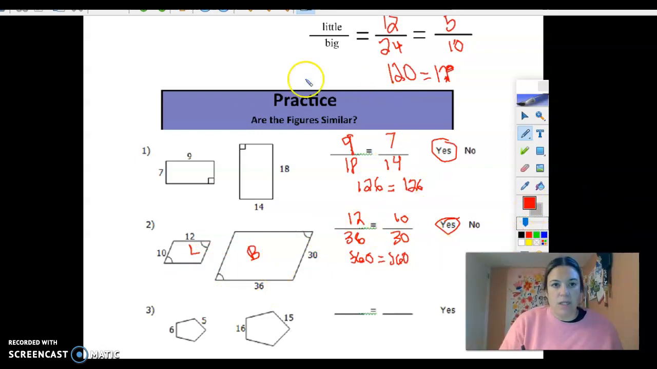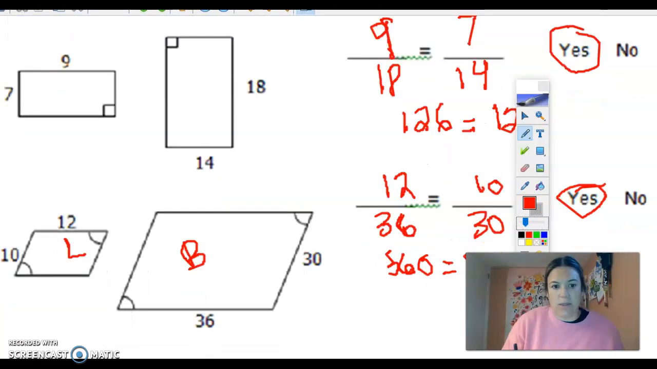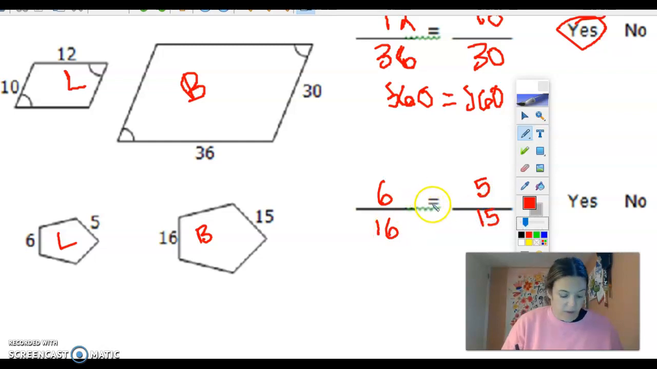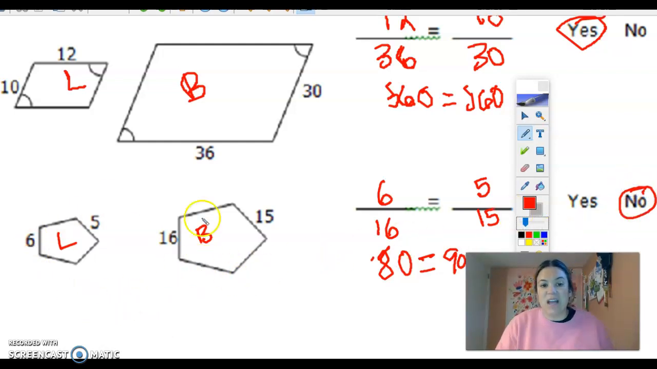All right, this third one, let me see if I can make this bigger for you guys. All right, the third one, it looks like this 6 corresponds to the 16. So if this is little and this is big, I'm going to put that 6 with the 16. And then I'm going to see if that is equal to how much this 5 and 15 grow with each other. So 5 times 16, cross multiply to make sure fractions are equal to each other, is 80. Is that equal to 6 times 15? 90. So even though these figures look like they might be similar to each other, they are not because their sides are not in proportion. They don't grow at the same rate.